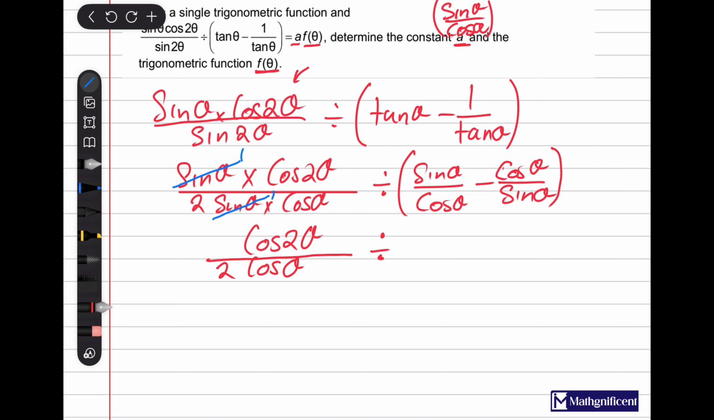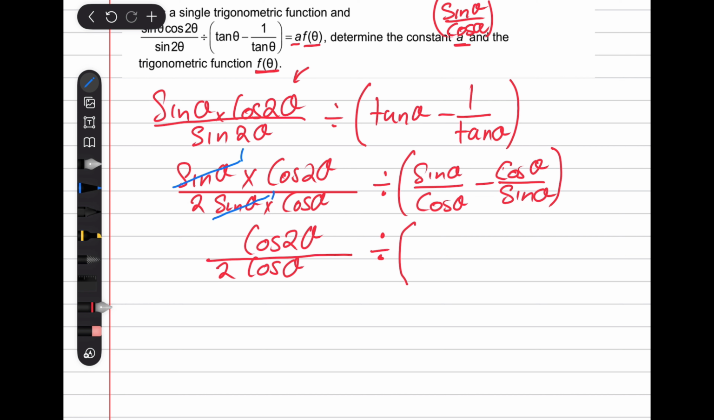So now what are we having on the other part of this expression? We are going to simplify this. When you simplify this, we know that our LCD is cos theta sine theta. So we are going to say cos theta sine theta divided by cos theta.